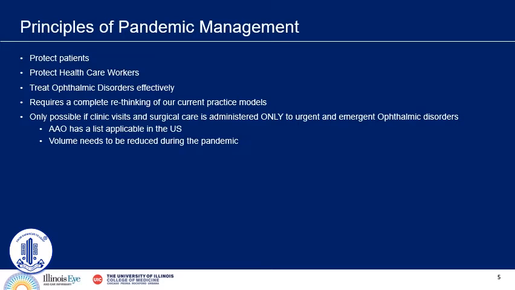It really requires a complete rethinking of your current practice models in terms of where patients are seen, how they're seen, and who they're seen by, in order to make this a streamlined process. And this is really only possible if clinic visits and surgical care are administered only to emergent and urgent patients with ophthalmic disease. The American Academy of Ophthalmology has a list that's applicable in the US. It may be slightly different depending on the country and patient population that you deal with, but volume clearly needs to be reduced during the pandemic, or you won't be able to put these processes in place, and eventually the system will break down.